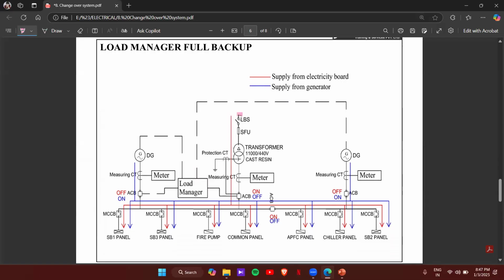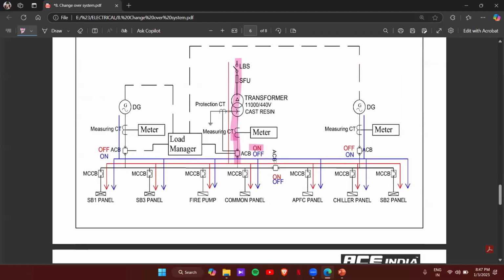First, the ACB will be in on condition, so that it will go to the bus bar panel here. And again, we have one more ACB placed here in between the bus bar, and that one also will be in on condition. A similar case we already explained in the last class.